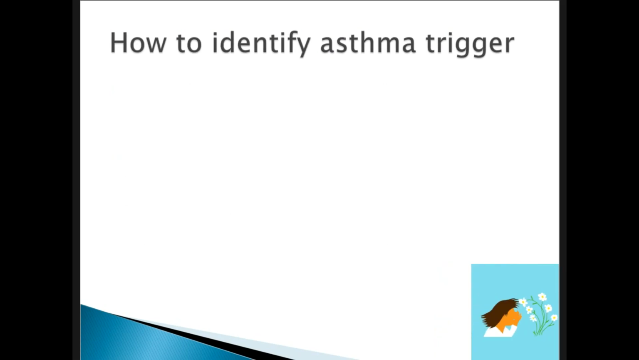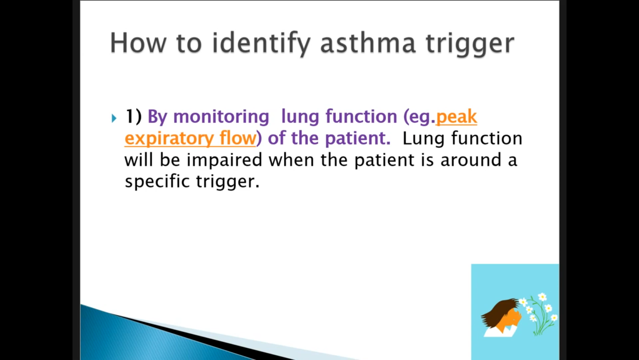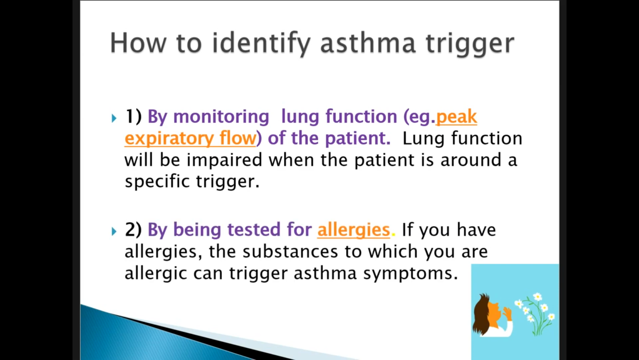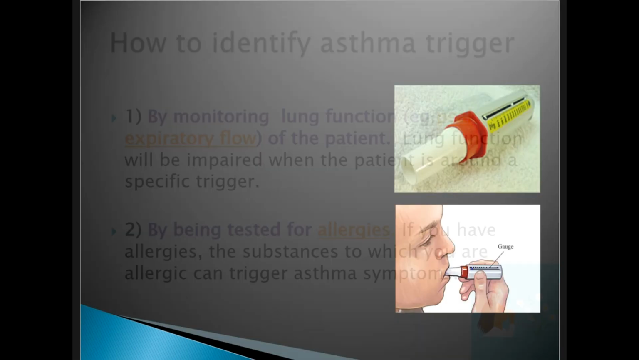How to identify asthma triggers? 1. By monitoring lung function, e.g. peak expiratory flow, of the patient. Lung function will be impaired when the patient is around a specific trigger. 2. By being tested for allergies. If you have allergies, the substances to which you are allergic can trigger asthma symptoms.